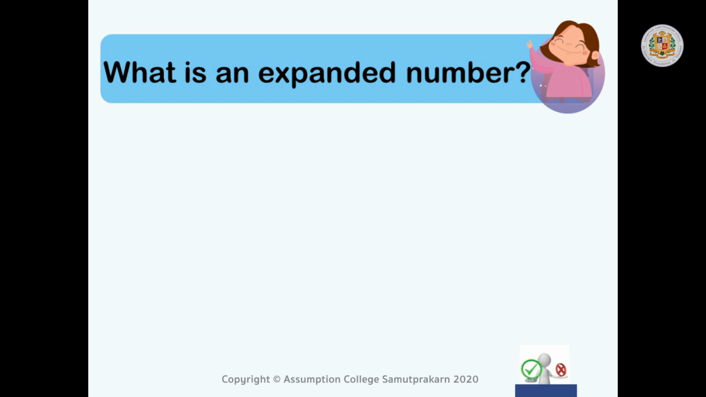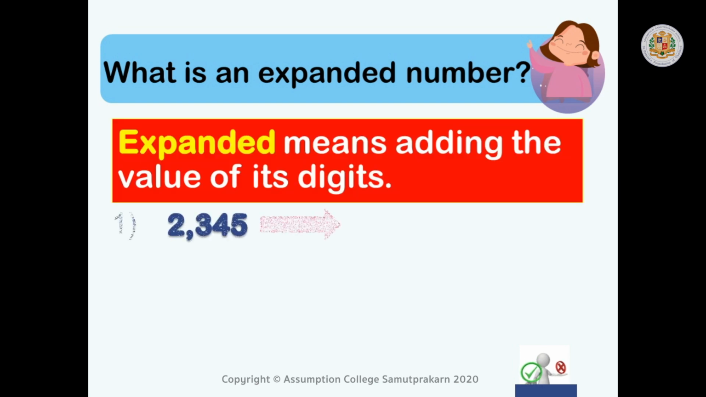This time, we will write the number in the expanded form. What is an expanded number? We learned in P2 that expanded means adding the value of its digits.